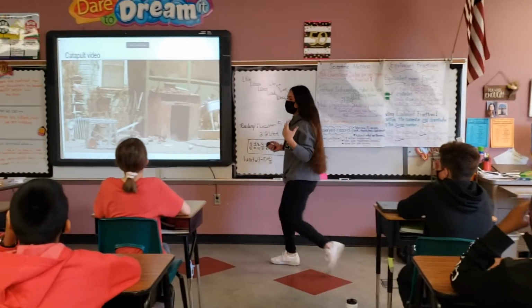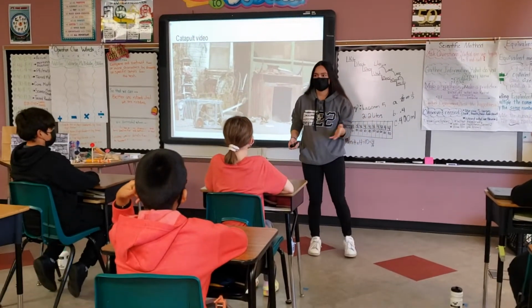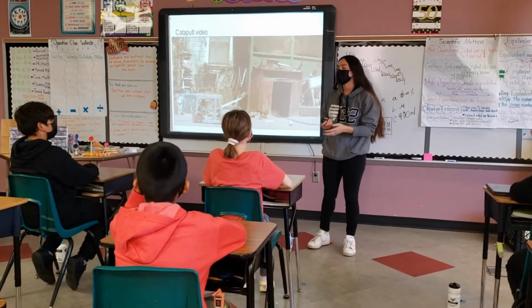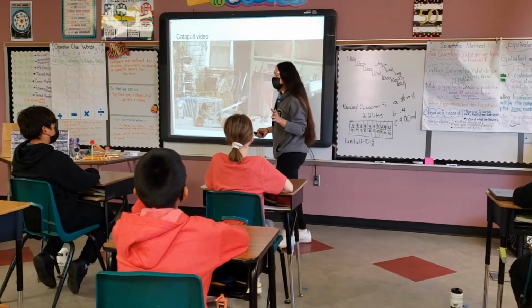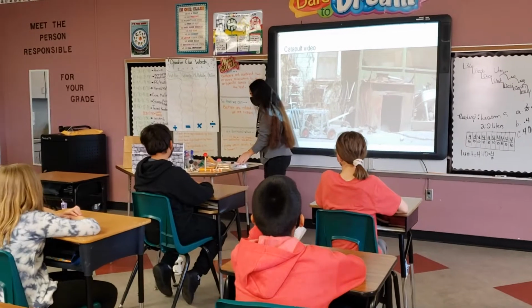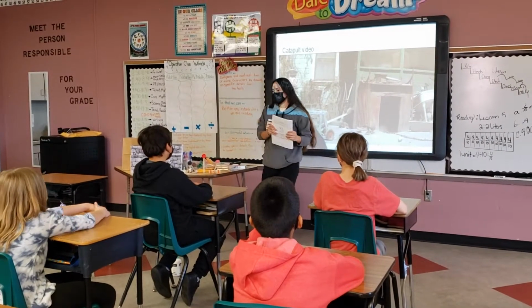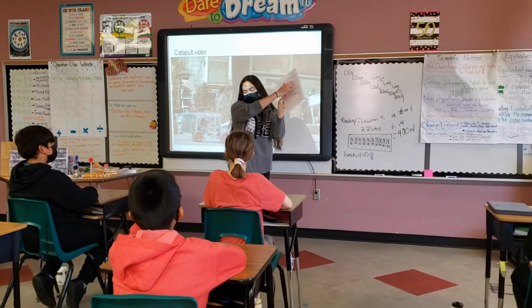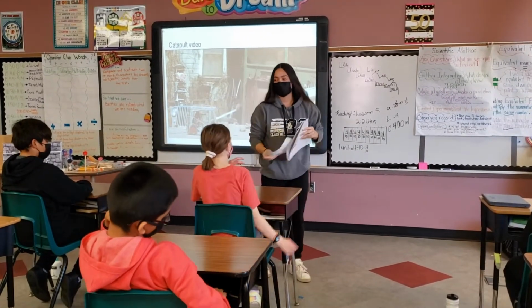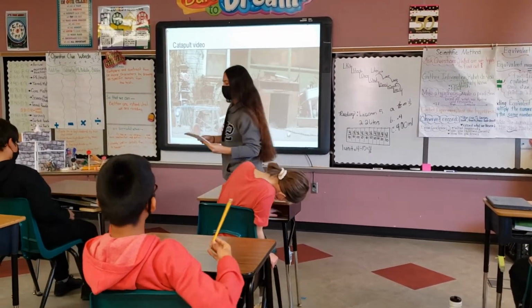Now that you guys have a bit of an idea of what a catapult does and the two energies that it creates, like I did say, we are going to be making those energies into a form of a catapult. Now, I'm going to pass out to you this activity sheet. On this activity sheet, I need you to put your name and the date. And you have four vocab words that I need you to get to know.